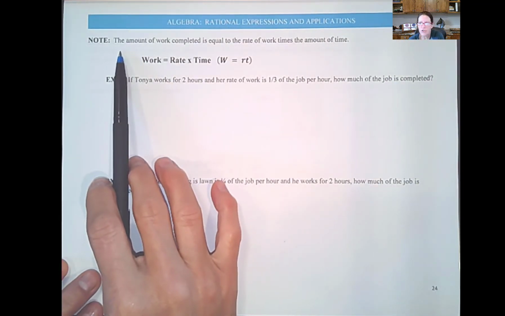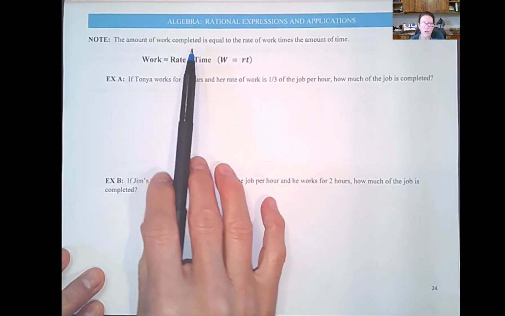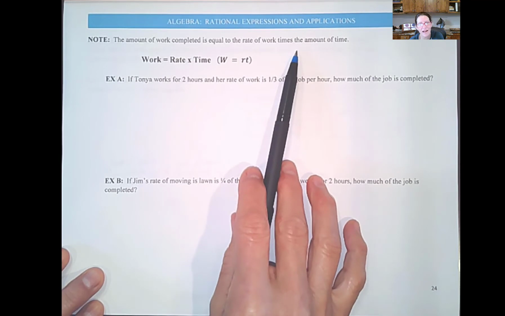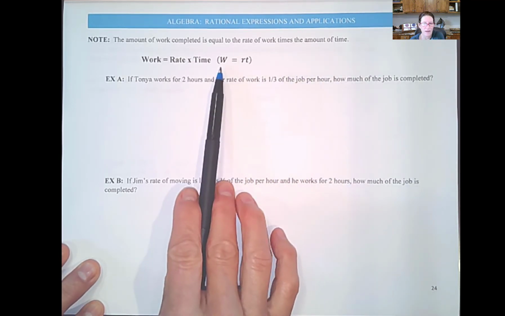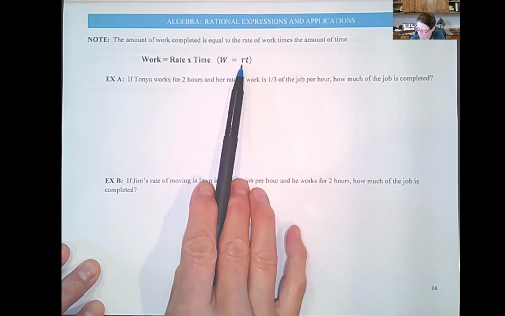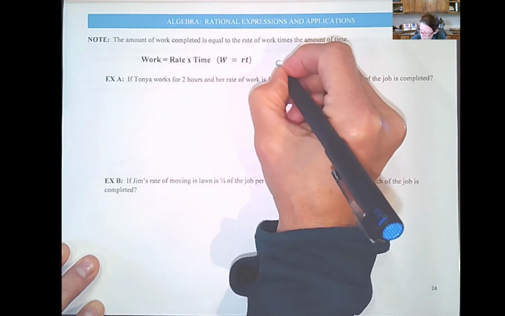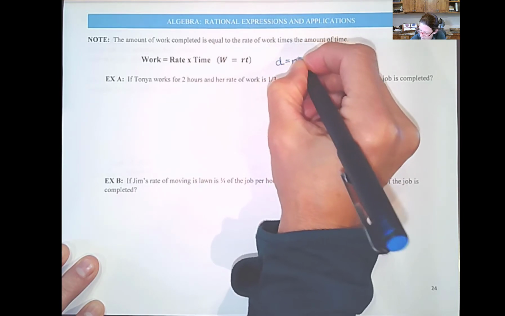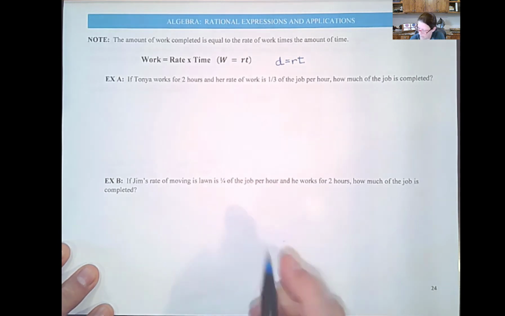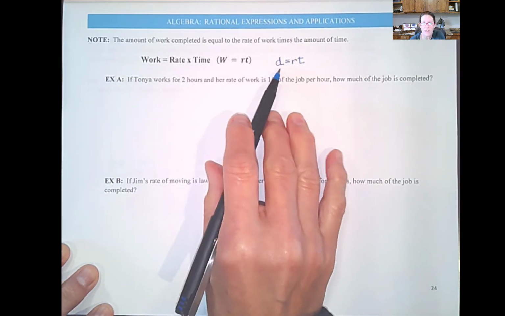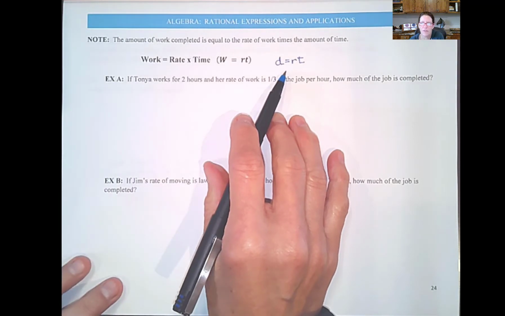Well, let's continue to investigate here. The amount of work completed is equal to the rate of work times the amount of time. We use W to represent the amount of work, R for the rate, and T for time. And you might say, well, this looks like our distance equals rate times time formula, and it's pretty much the same thing. In the D equals RT formula, the work completed is a distance that's being driven.